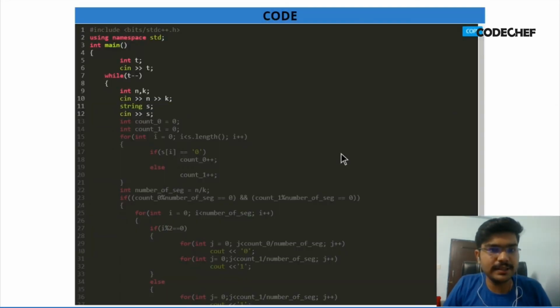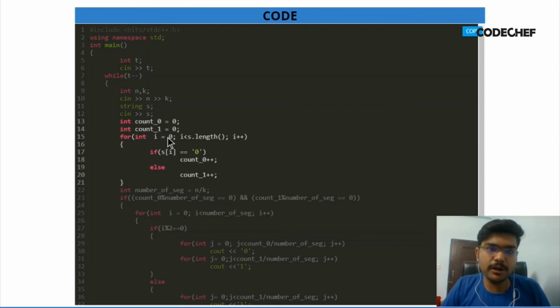Okay, so now let us understand this code, which is written in C++. First I am inputting all the test cases, right? And for each test case I am inputting two values, that is n and k, as given in the question. And then I am inputting a string that is stored in S.